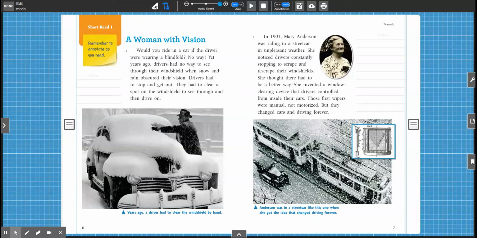Hi, friends. This is the reading lesson for second grade. You need your highlighter, your pencil, and your Unit 5 booklet open to page 6. We are going to read a story today called A Woman with Vision. This story is a biography, and a biography tells the events in a person's life. We are going to be learning about somebody named Mary Anderson today, and she was an inventor.